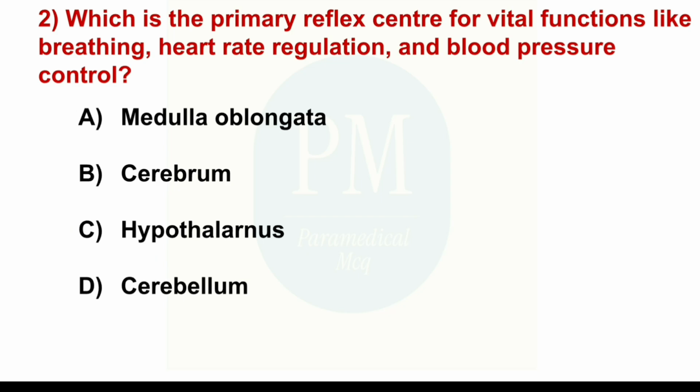Which is the primary reflex center for vital functions like breathing, heart rate regulation, and blood pressure control? Option A. Medulla oblongata. Option B. Cerebrum. Option C. Hypothalamus. Option D. Cerebellum. The correct option is option A. Medulla oblongata.